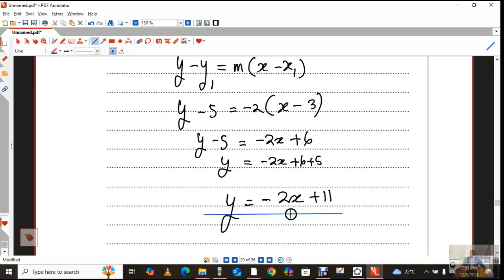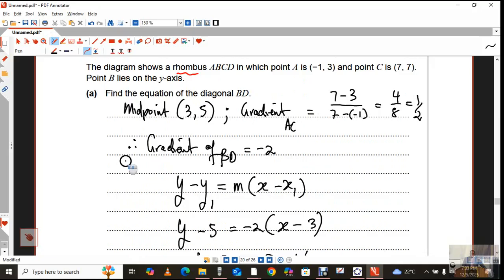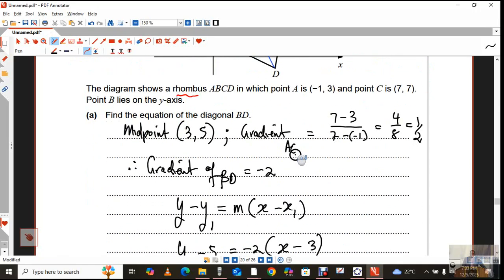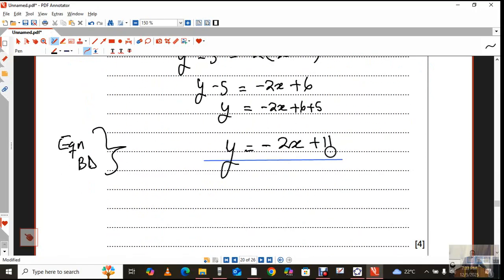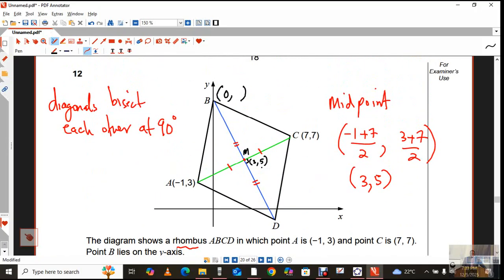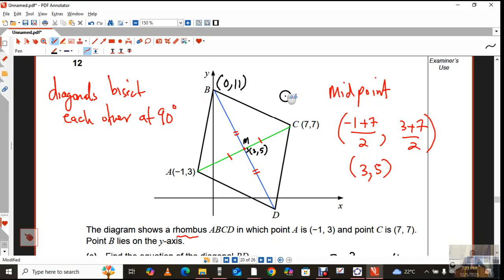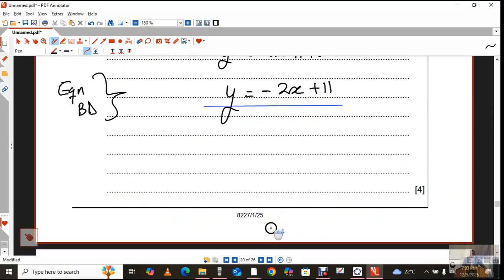What am I learning from this equation? This is the equation of BD. If this 11 is here, it means this is the y-intercept. So this point here is 11. Good. Right, but for this part I had to find the equation of BD.